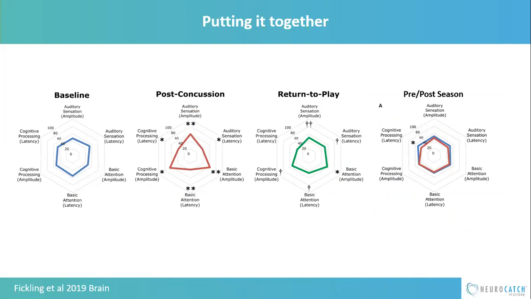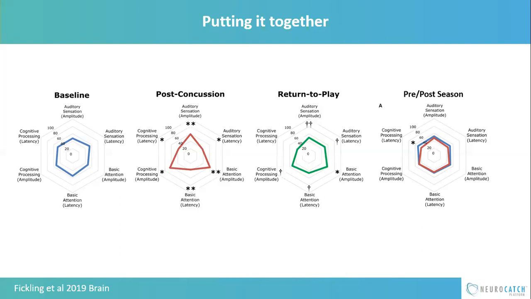And if you have a proper within norm response, you get a fairly symmetric hexagon around the 50% mark. And in this case, because the players' amplitudes all went up and their latencies all delayed, that shifted the hexagon pattern characteristically into a triangular pattern. And then what you can see is when they were returned to play, it was shifting back to the hexagon pattern, but it didn't shift all the way back and was still significantly out.